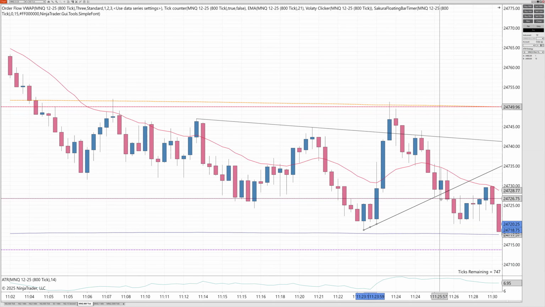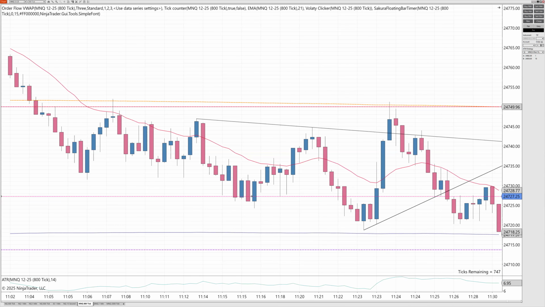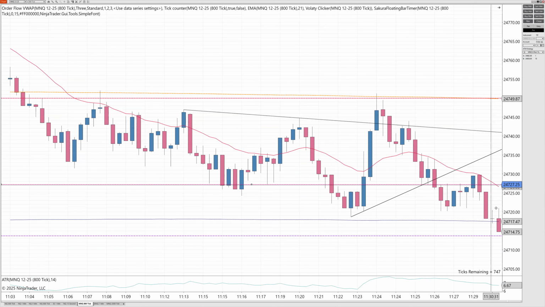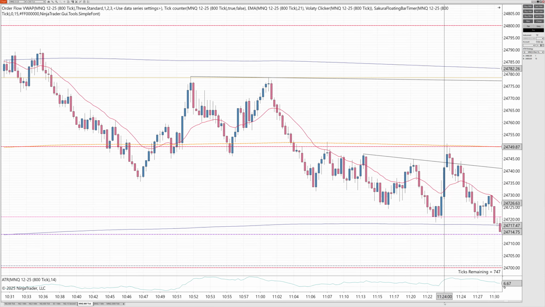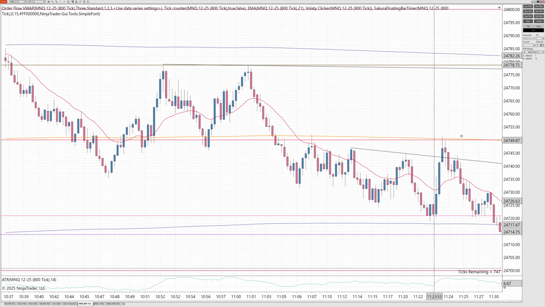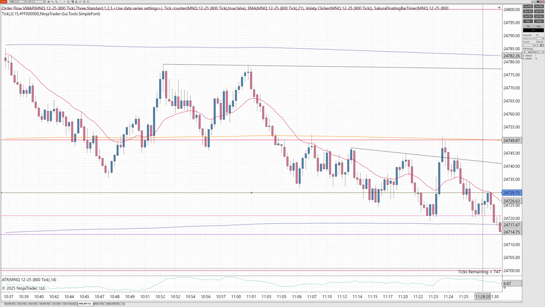The runner is at break even. Runner is down here. And now our golden ruler moves all the way down to here because this is our last swing before we made a new low.